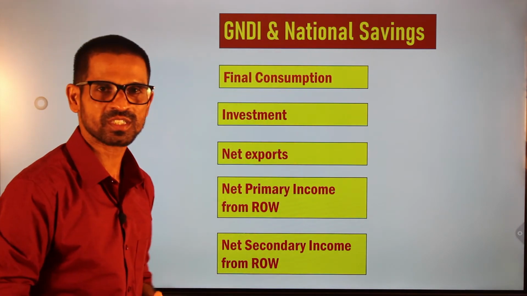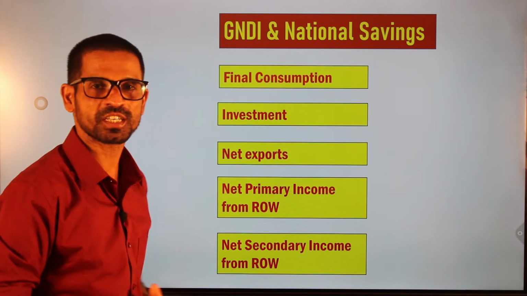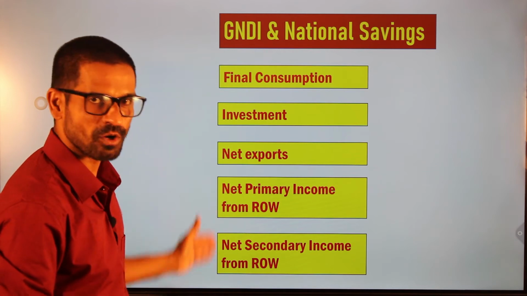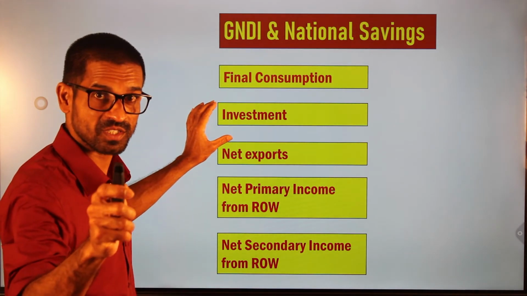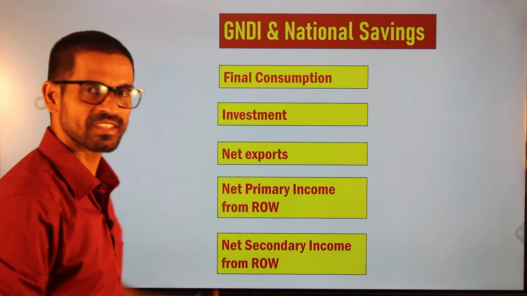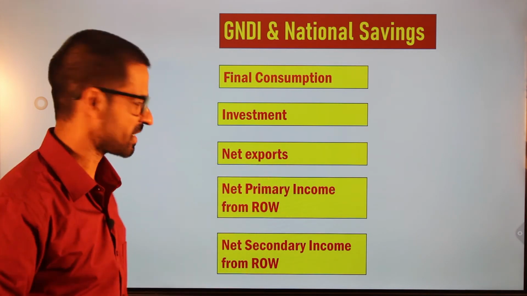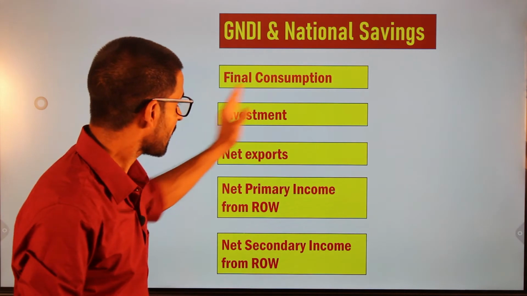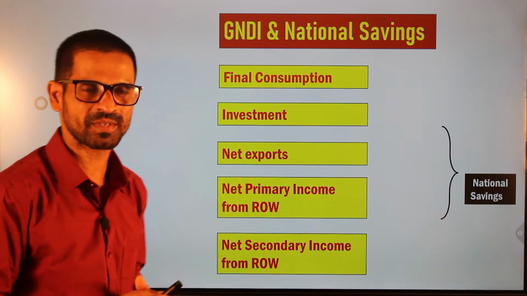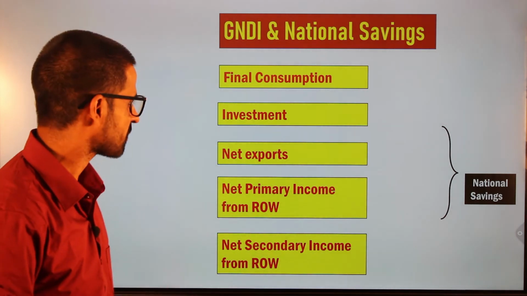So how do you reach national savings? By deducting final consumption from gross national disposable income. So what are the components in national savings? The remainder, the rest of the components. Investment is national savings. Net exports, whether we are losing or gaining from trade in goods and services, is national savings. Net primary income, that's about the primary income transactions with the rest of the world. Then net secondary income. All these are national savings. So what are the components in national savings? Investment, net exports, net primary income from the rest of the world, and net secondary income from the rest of the world.